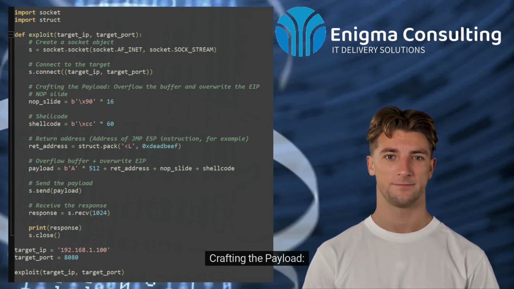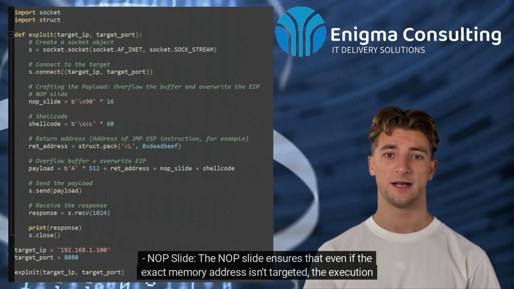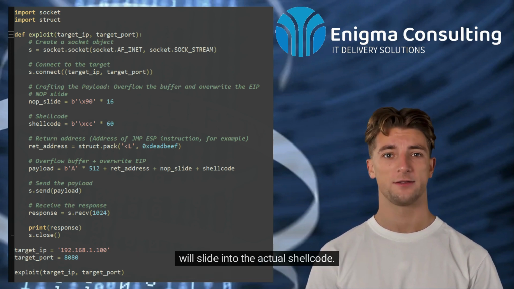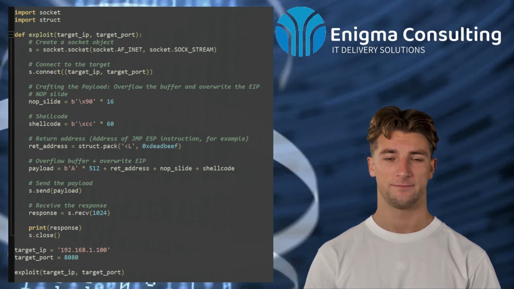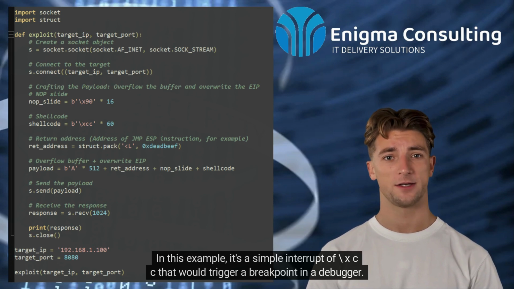Crafting the payload. NOP slide. The NOP slide ensures that even if the exact memory address isn't targeted, the execution will slide into the actual shellcode. Shellcode. This is the malicious code that will be executed. In this example, it's a simple interrupt of \xcc that would trigger a breakpoint in a debugger.